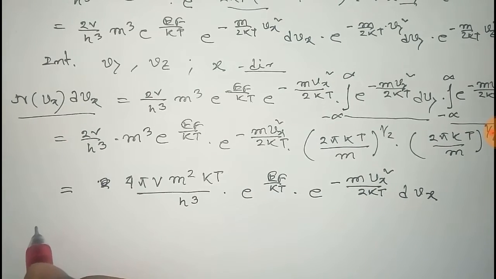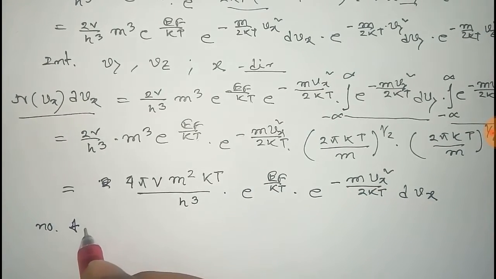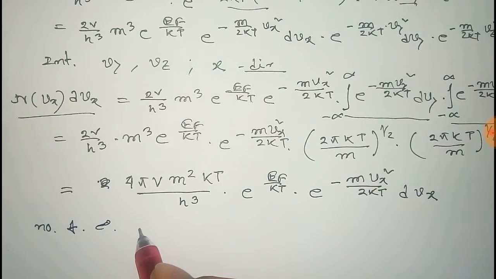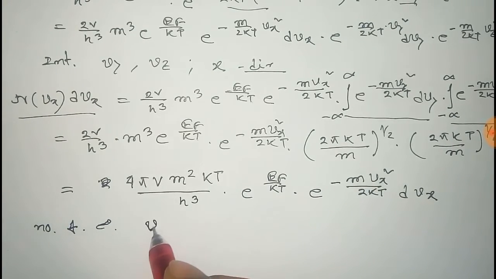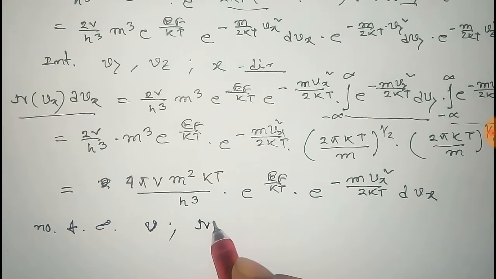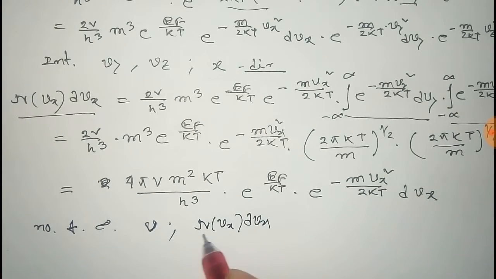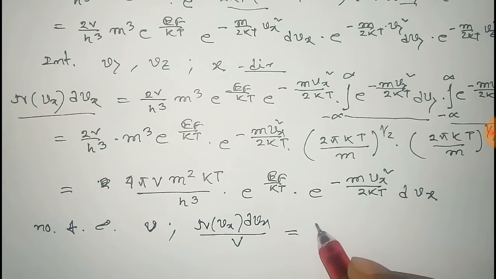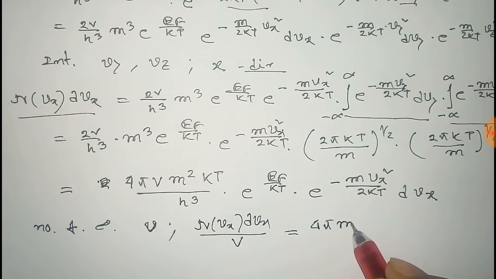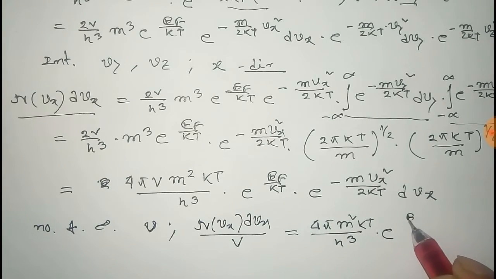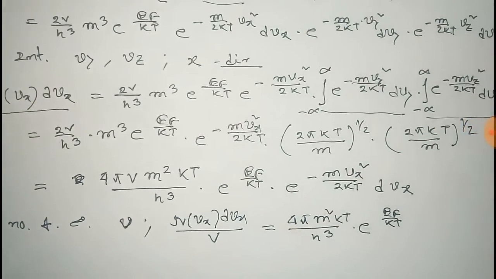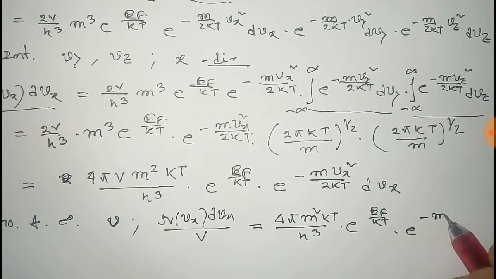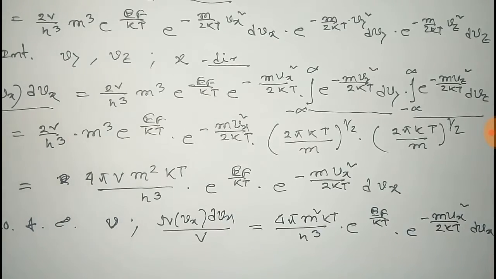Now for the number of electrons per unit volume, we have to divide this n(vx) dvx term by the volume V. After dividing this, it will be 4 pi into m square kT by h cube into e to the power Ef by kT into e to the power minus m vx square by 2kT dvx.